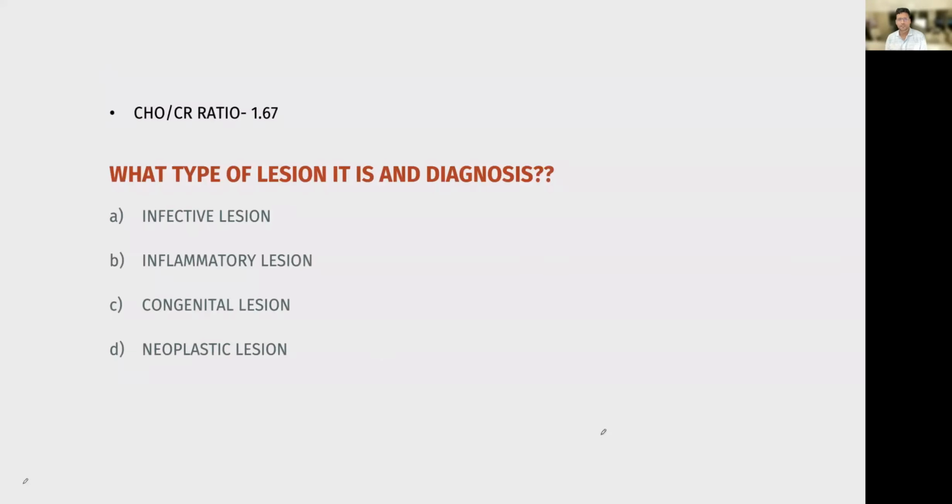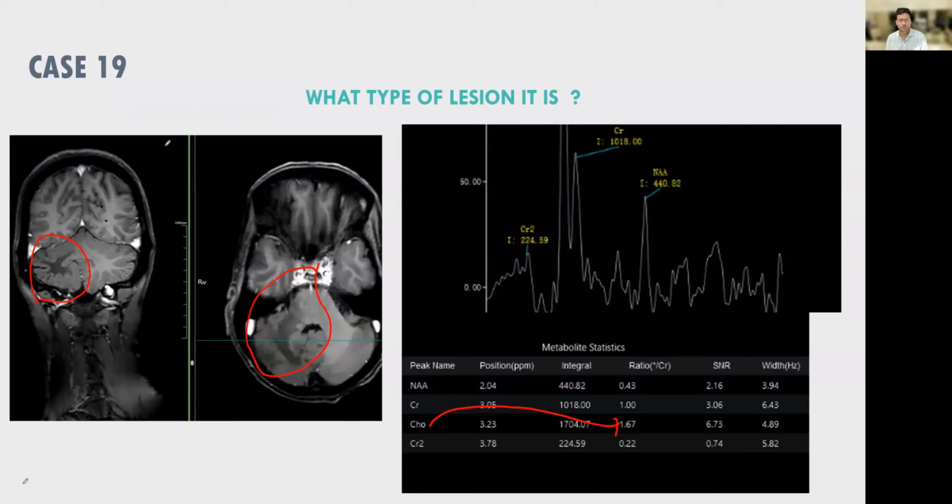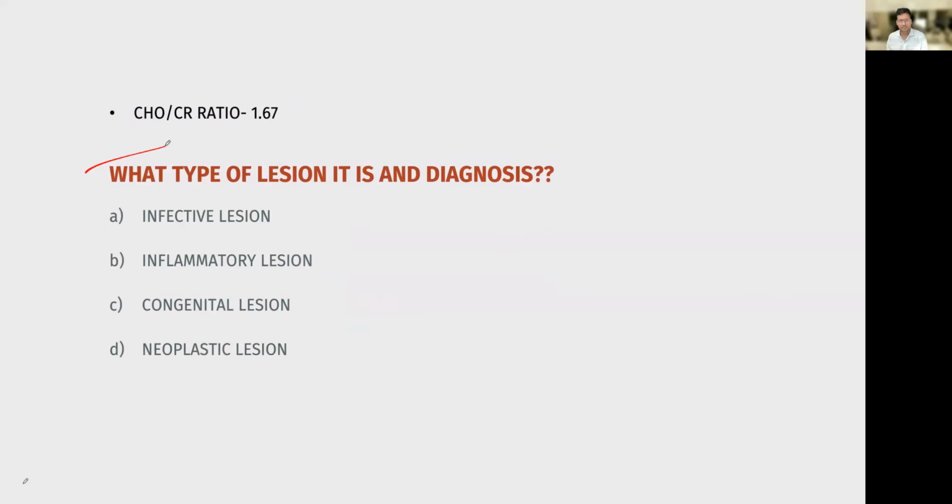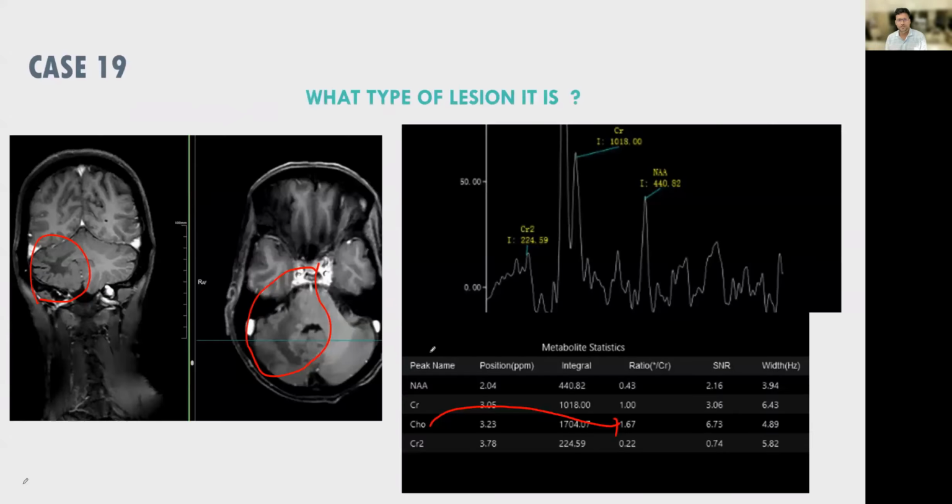The choline to creatinine ratio is 1.6 here. And my question is, what type of lesion is it? The lesion is in the fourth ventricle. Is it an infective lesion, inflammatory lesion, congenital lesion, or neoplastic lesion? Again, go through the image. What is the sign also? If somebody types it.